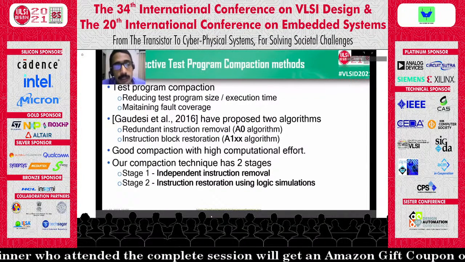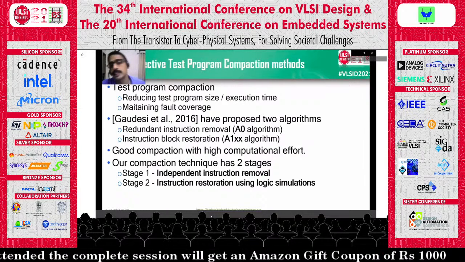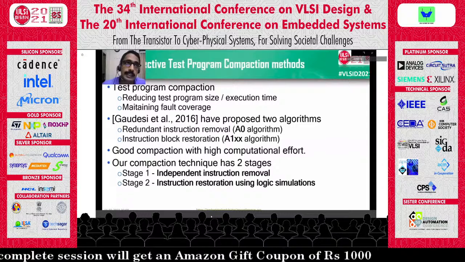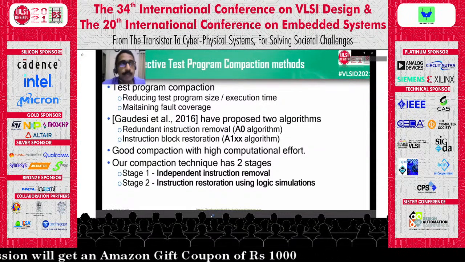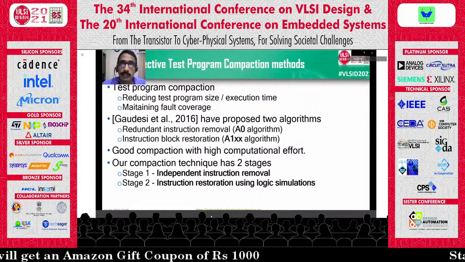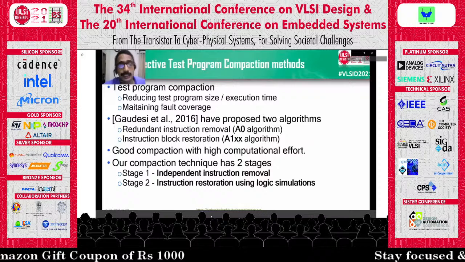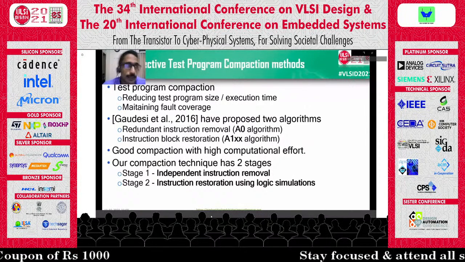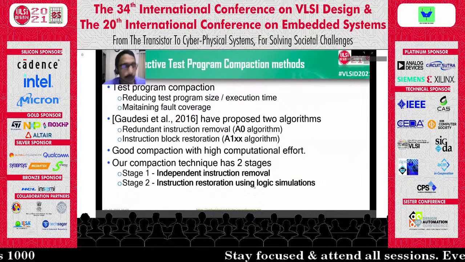So in 2016, Godesi et al. proposed 2 algorithms. One is the A0 algorithm and one is the A1XS algorithm. In the A0 algorithm, redundant instructions are removed from the test program. That is, we take the instructions one by one from the test program and see whether these instructions contribute to fault coverage. If not, we remove these instructions one by one. So it is a very costly method.